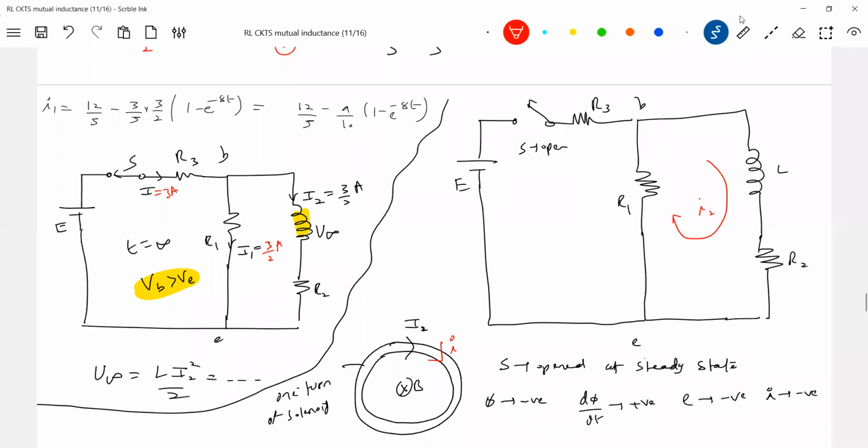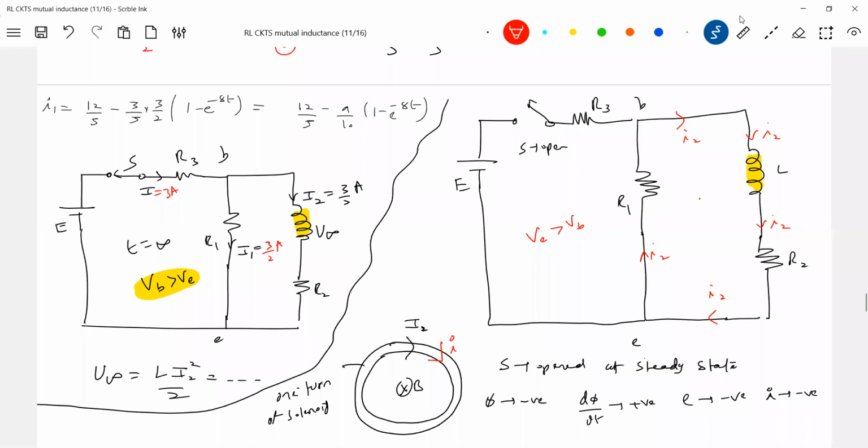Now the inductor will behave like a cell. Now look, which is at higher potential, VB or VE? VE is at higher potential. You can note it because the current I2 will flow like this, or I'll show I2 here. Earlier the current through the resistor was flowing from B to E. Now it is flowing from E to B. Now VE will be greater than VB. The potential at E will be greater than at B once the switch is open.